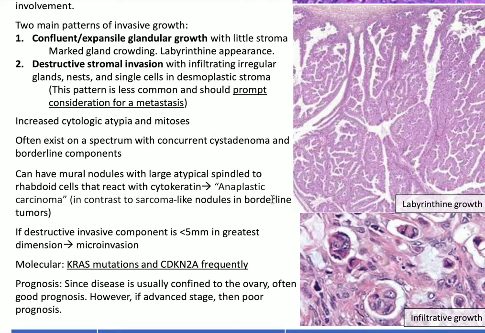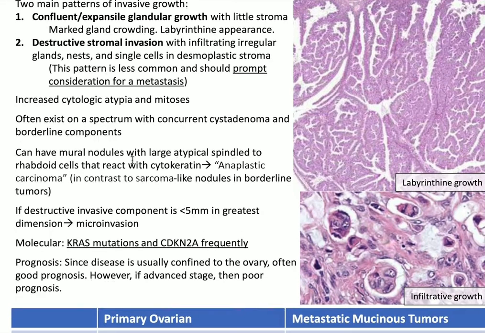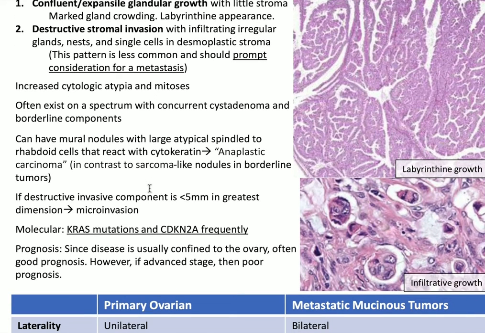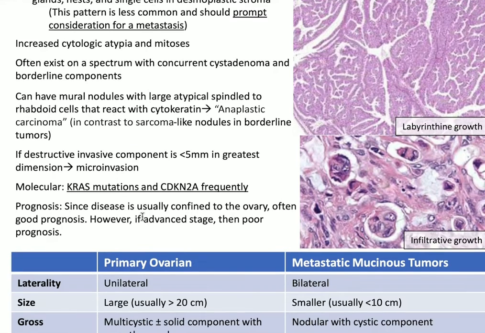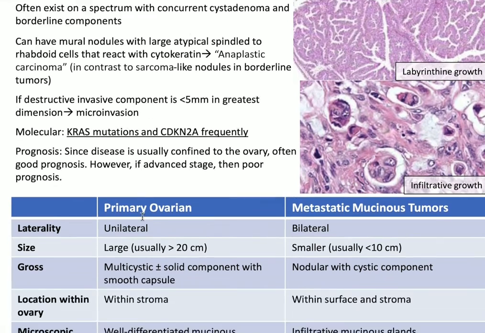It has increased cytologic atypia and mitoses than your borderline, and often exists on a spectrum with your concurrent cystadenoma and borderline components. You can have mural nodules with large atypical spindle to rhabdoid cells that react with cytokeratins, known as anaplastic carcinoma, in contrast to your sarcoma-like nodules in borderline tumors. If there is destructive invasion, but it's less than 5 millimeters in greatest dimension, then it's microinvasion, and it's molecularly driven by KRAS mutations and CDKN2A frequently. And prognosis is often good. However, if it's advanced stage, then it's poor prognosis.